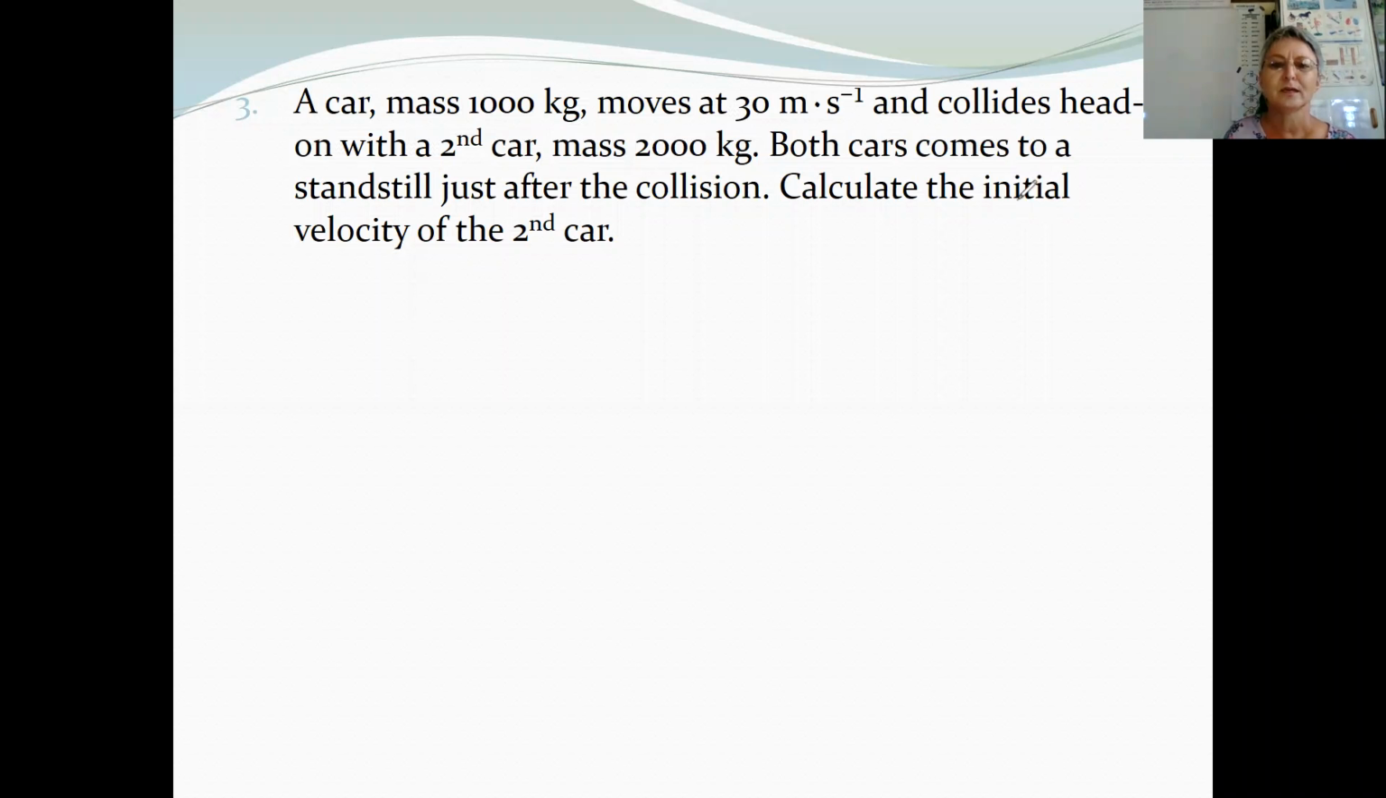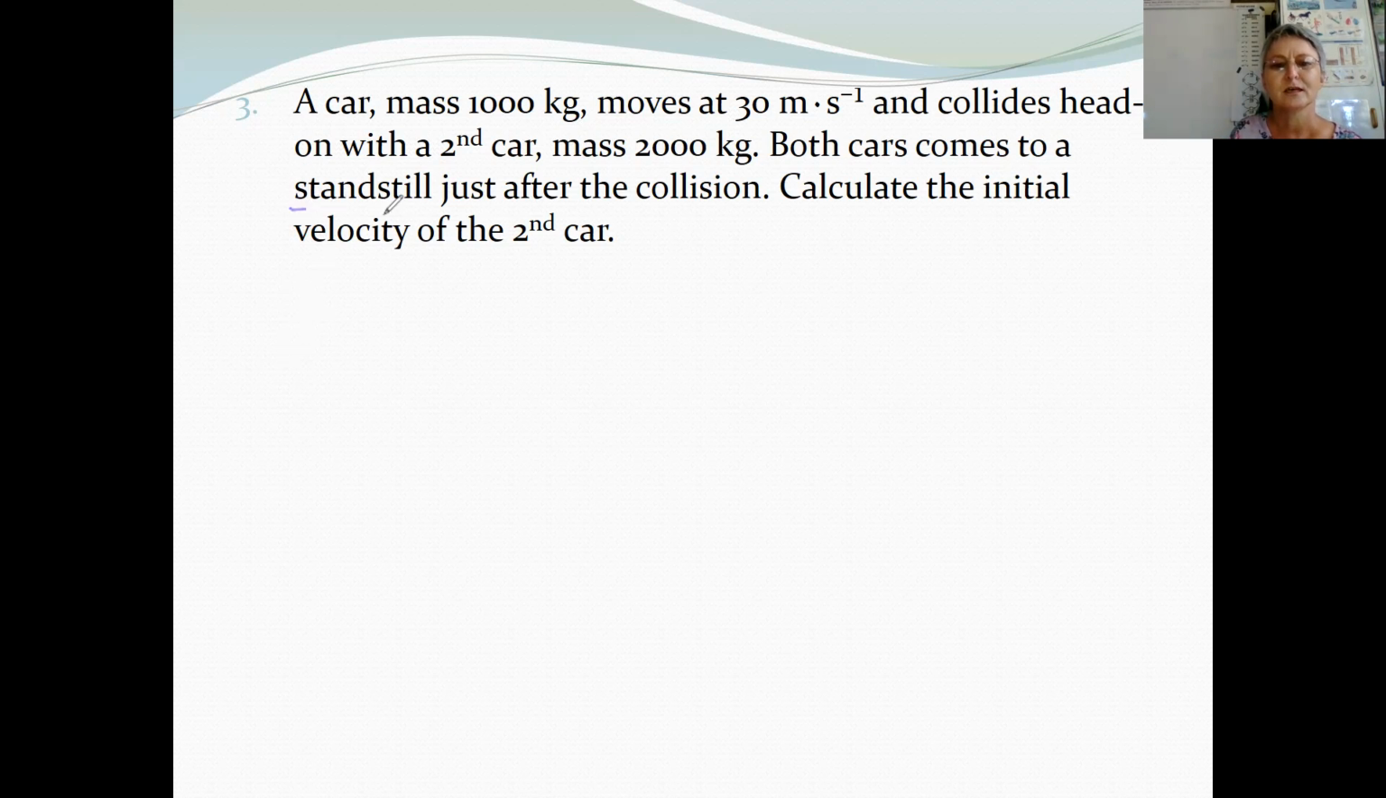It says a car of mass 1,000 kilograms moves at 30 meters per second and collides head-on with a car of mass 2,000 kilograms. The head-on collision means that the one car is coming from the front, so the two vehicles will be moving in opposite directions. Both cars come to a standstill just after the collision. Calculate the initial velocity of the second car.